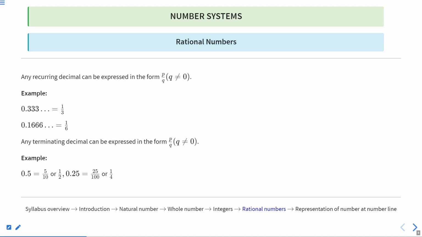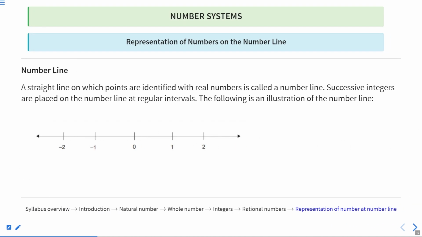An example, 0.5, is a terminating decimal expansion of 5 by 10. So 0.5 is equal to 5 by 10, which is equal to 1 by 2. And 0.25 is equal to 25 by 100, which is equal to 1 by 4. This type of terminating decimal can be expressed in the form p over q, where q does not equal 0. And then here we'll discuss the number line.